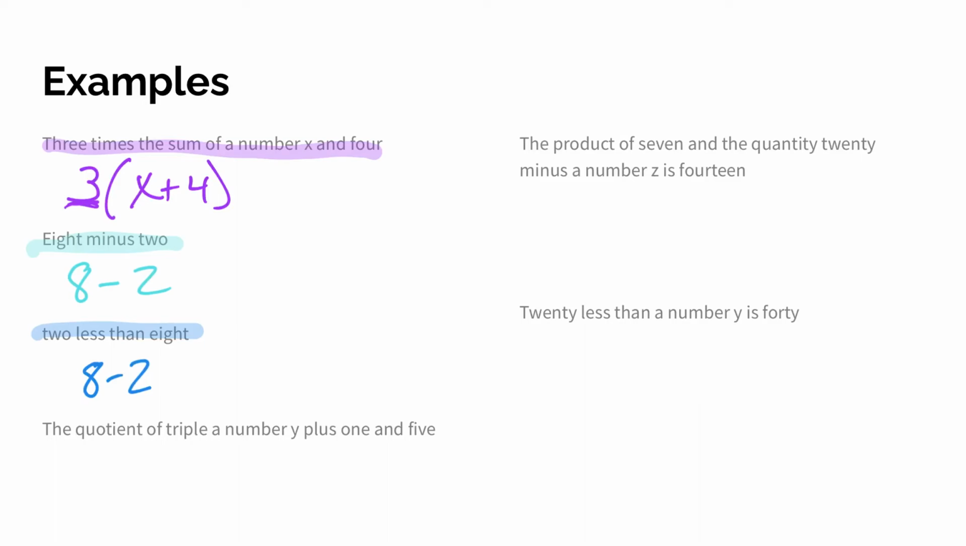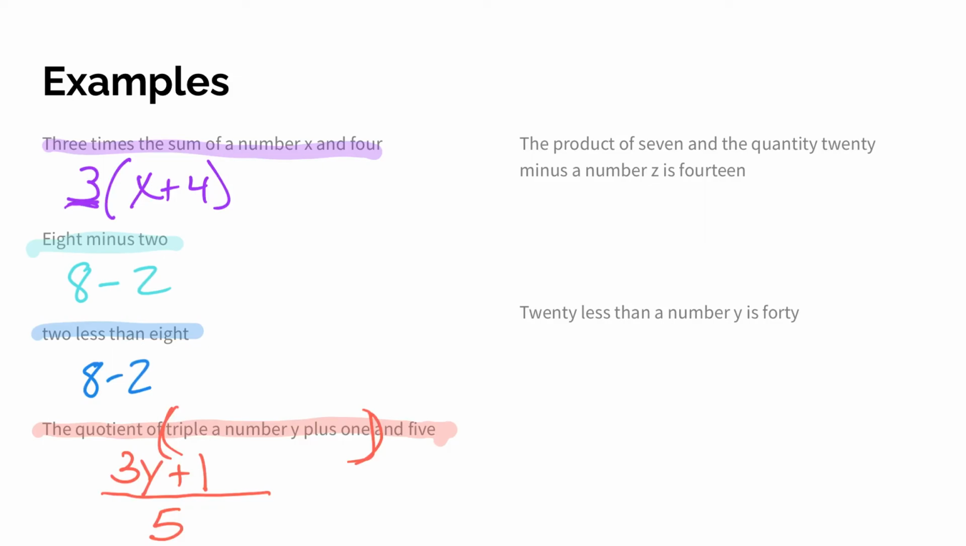Now the quotient of triple a number y plus 1 and 5. Okay, this one's a little tricky. So the quotient, which means we're going to have a division sign, of triple a number y, so 3y plus 1, and 5. That and part is what goes on the bottom, and 5. It's the quotient of this whole triple a number y plus 1 and 5.